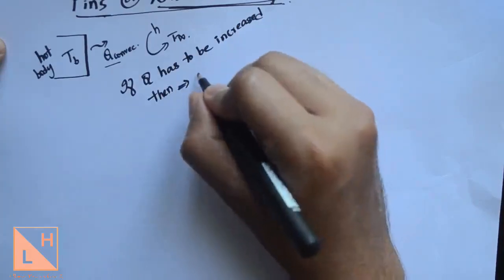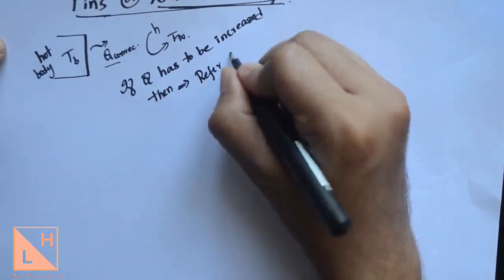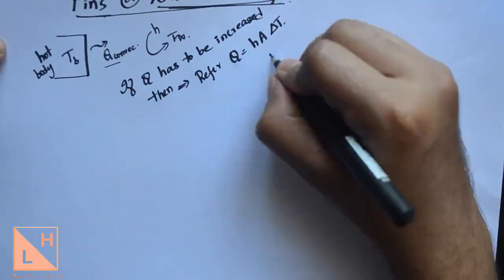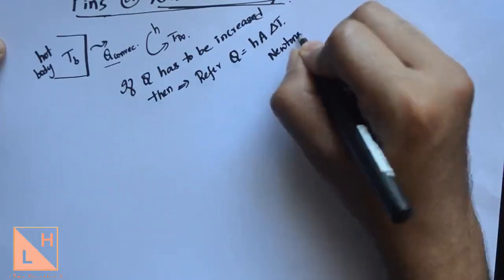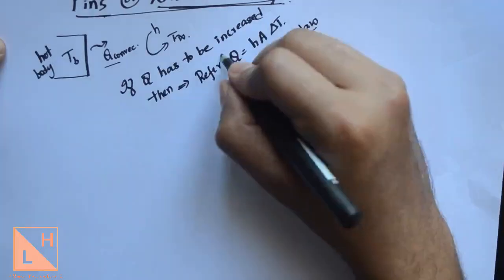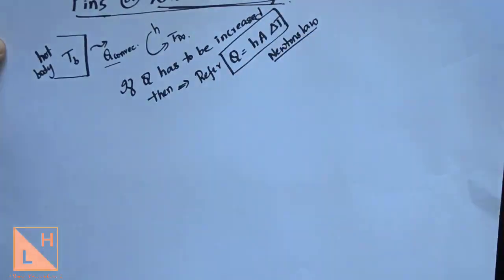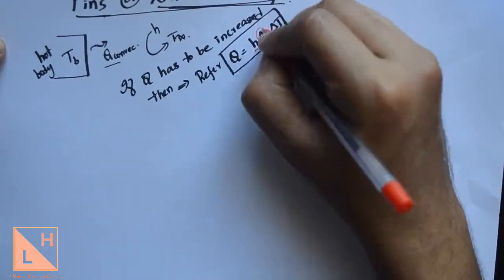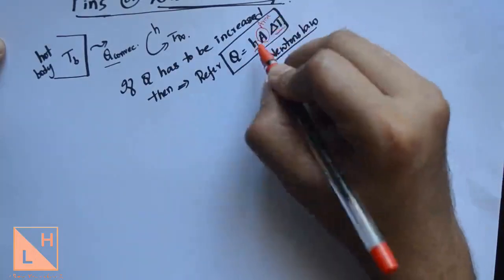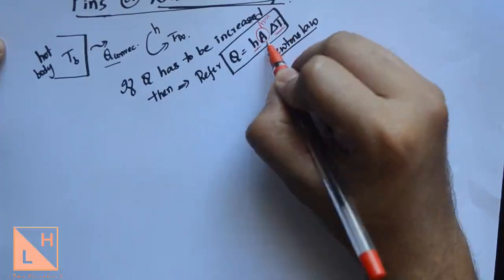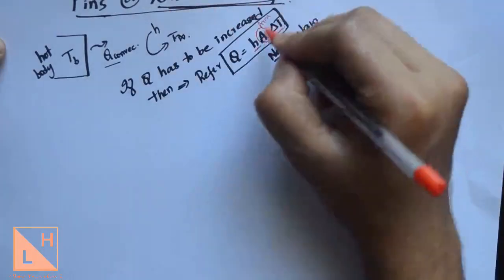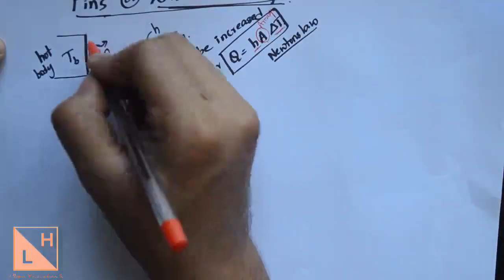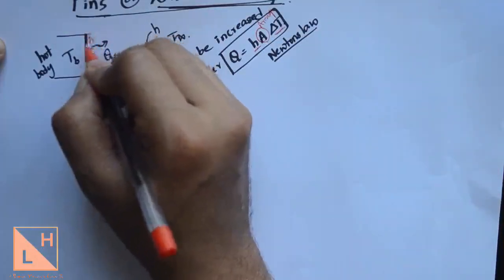If it has to be increased, then we can refer to the relation Q is equal to hA delta T. This is nothing but something which you have obtained from Newton's law, which governs the convection process. Here we have three terms, h, delta T and A. So the thing that we are going to do here is to choose the term A and increase it so that the value of Q also increases proportionally, because here we already have a surface area called A.